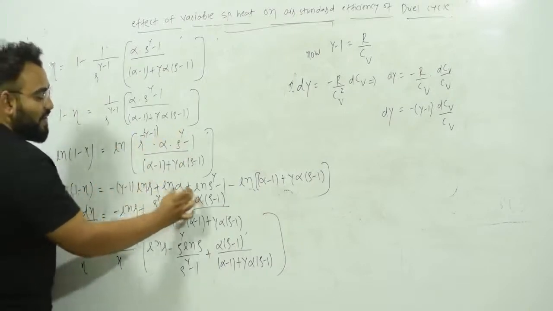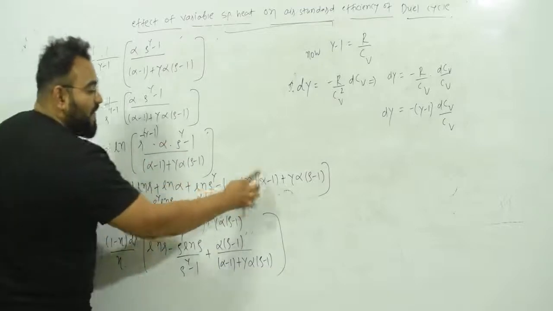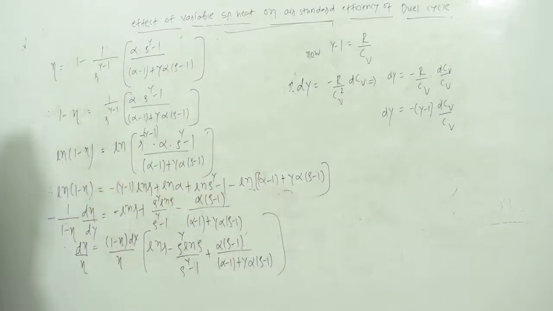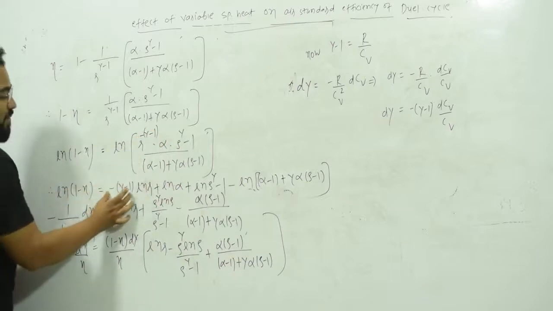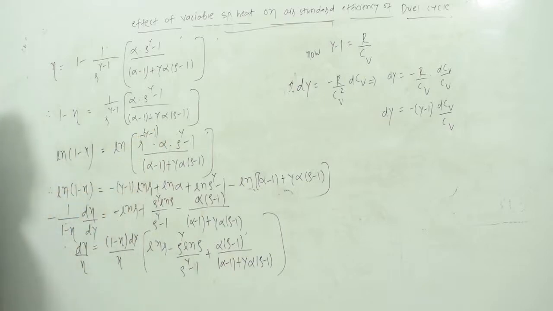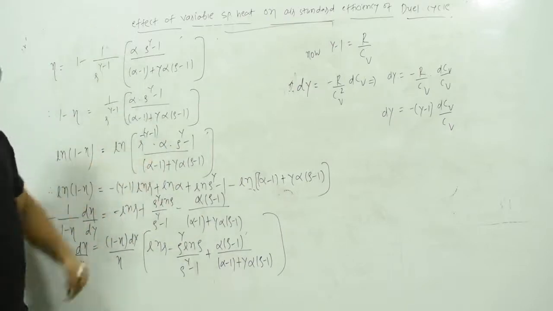So this and this is the denominator, so minus ln into this. This is what I have done. And this gamma minus 1 will come over here, and then ln r. So it is something like that. That we already did in the last video.